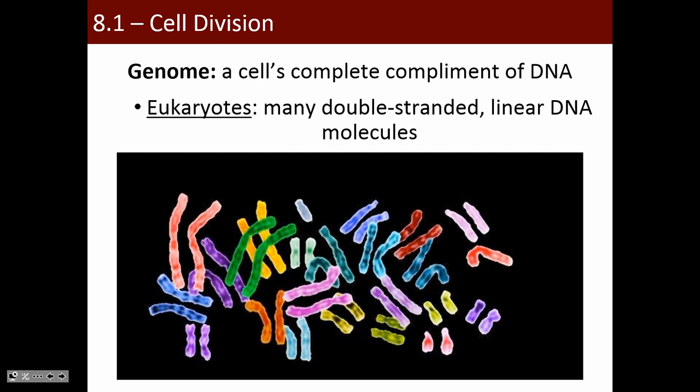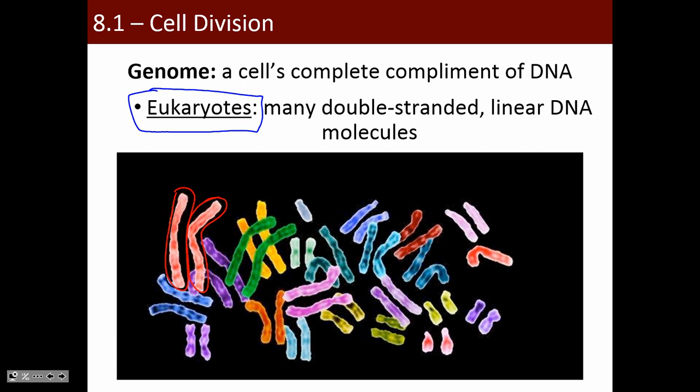In eukaryotic organisms, which humans are one of, right? Everything except for the bacteria and the archaea. The genome is made up of many double-stranded linear DNA molecules. So we talked about the double helix. When we talked about DNA, we said it's 2 molecules that are twisted together like a rope ladder, right? Each one of these colored tubes in this diagram, like this one here and this one here, each one of those is a double-stranded linear DNA molecule.